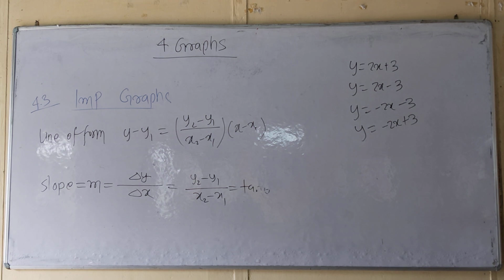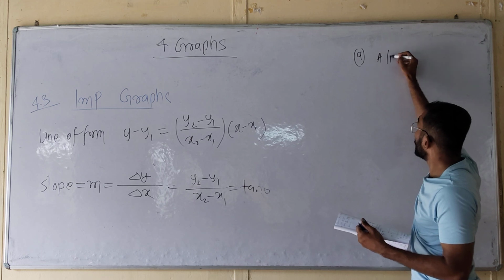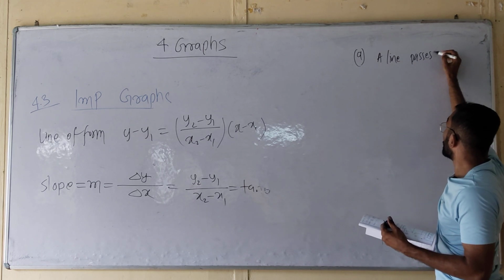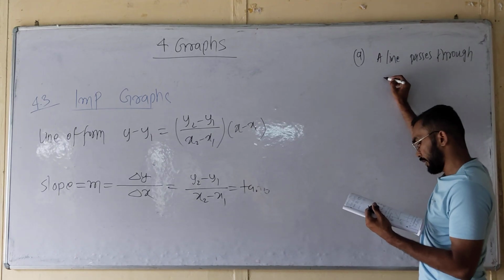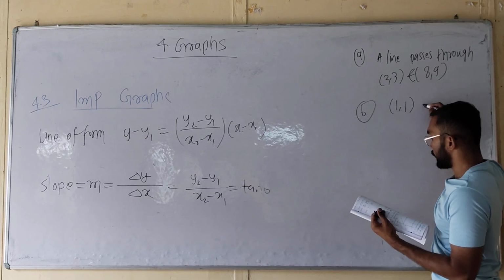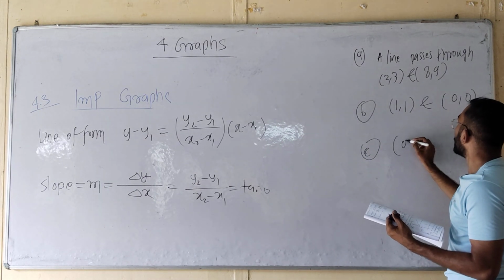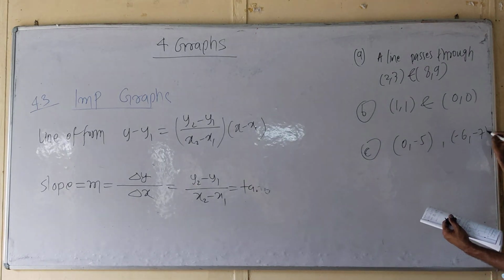Next question. Draw the graph and write the equation for the following. A line passes through: A, 2, 3 and 8, 9. B, 1, 1 and 0, 0. C, you can write 0, minus 5 and minus 6 comma minus 7.